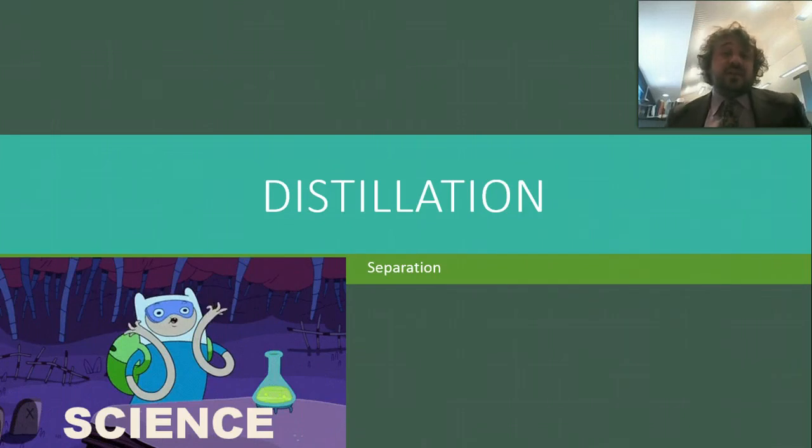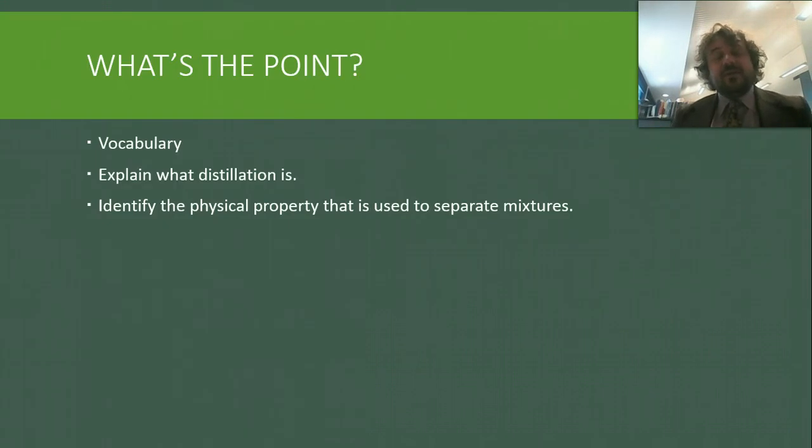Alright nerds, today we're going to look at a separation process where we are separating a homogeneous solution that is two liquids. So one liquid is dissolved into another. The way to think of that is whichever liquid has the smaller volume, that's the solute, and the major component of the larger volume liquid is the solvent. Okay, so what's the point?